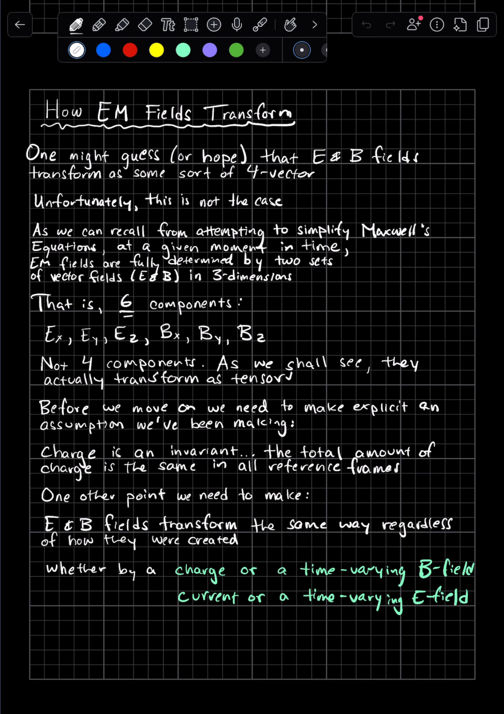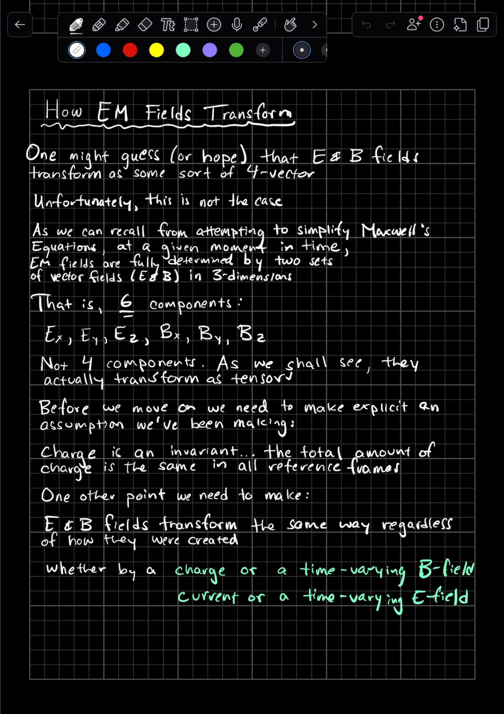Okay, so in this video, we're going to go over how electromagnetic fields transform in changes of relativistic reference frame. Now, one might guess or really hope that E and B fields transform like some sort of four vector, but we talked about this in class.